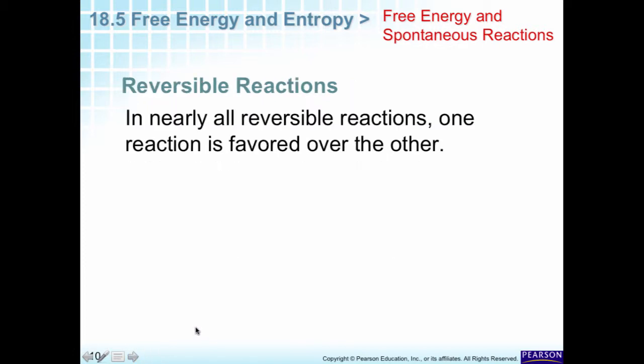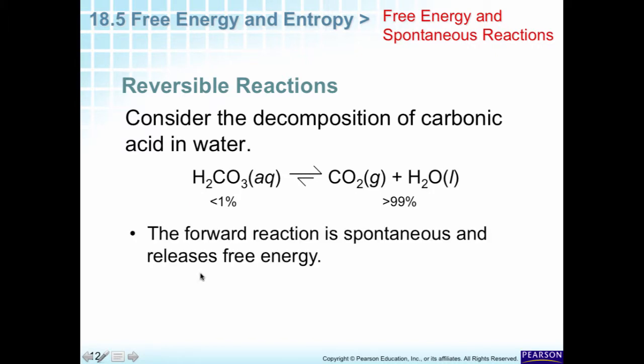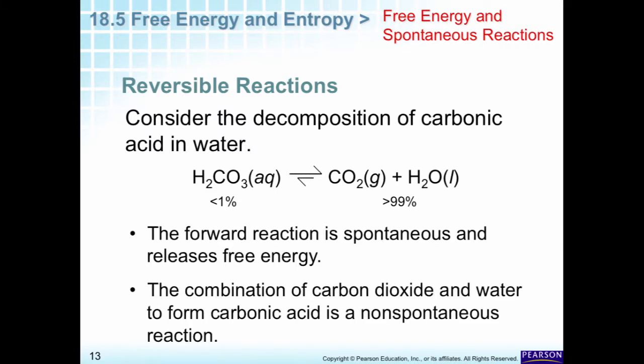Now, usually in reversible reactions, one side is favored over the other side. So one side is more spontaneous than the opposite side. This should really say less than 1% of carbonic acid making CO2 and water. So most of your product is going to be CO2 and water. So it's spontaneous that way. The forward reaction is spontaneous and releases free energy. So that's the preferred reaction, even though you will have it going back to make some carbonic acid.